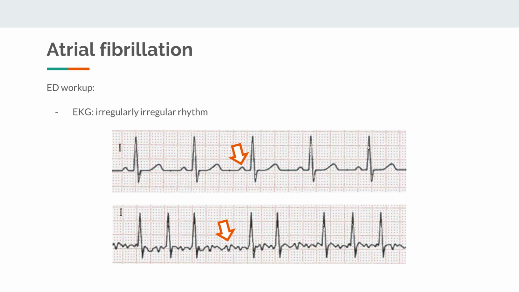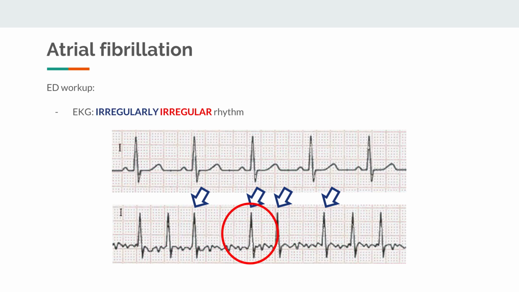AFib is described as being an irregularly irregular rhythm. If we look at just one heartbeat, there's no normal P wave, so this is considered an irregular rhythm. Remember how we said the AV node only allows some of the signals from the atria to pass onto the ventricles? This happens at irregular intervals as shown by the varying spacing between the heartbeats. This is why AFib is described as being an irregularly irregular rhythm. The irregular heartbeat is occurring at irregular intervals.